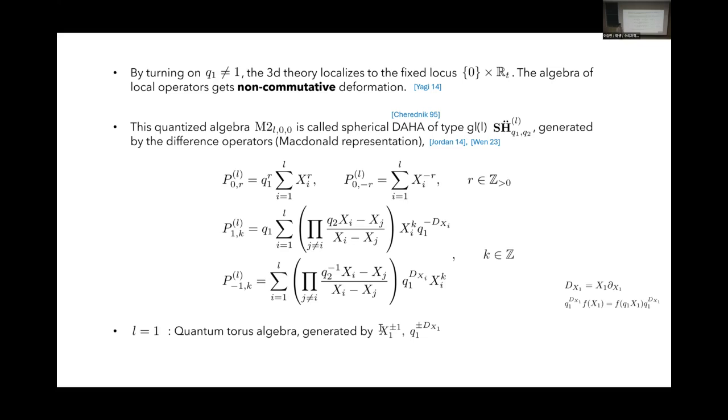Omega deformation, what it does is that even though you start with this 3D N=4 theory, you give some potential with respect to R2 rotations among this R3, and it eventually becomes a one-dimensional theory. So because of the reason I explained, you define some non-commutative deformation of the algebra of functions. The result is known from previous works to be the spherical DAHA of type GL_L.